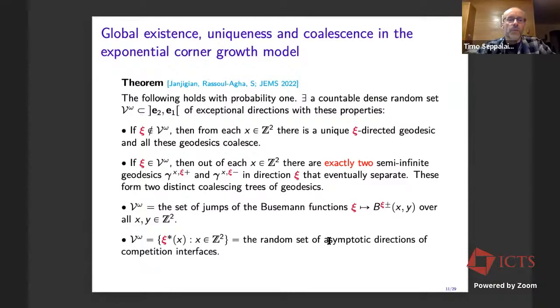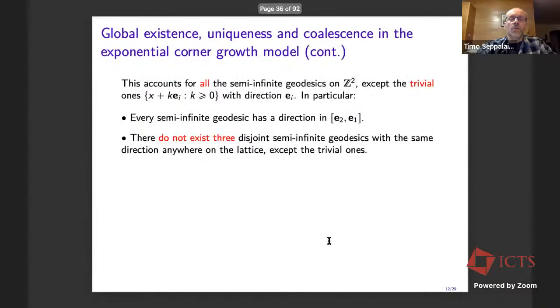So I have a few more bullet points about it. This accounts for all the semi-infinite geodesics on the lattice. The only thing that's missing are the trivial ones, namely those that are just straight lines all the way to infinity. So in particular, every semi-infinite geodesic has a direction, and only these trivial ones have directions E1 and E2. Every other geodesic has a direction into the interior of that line segment.